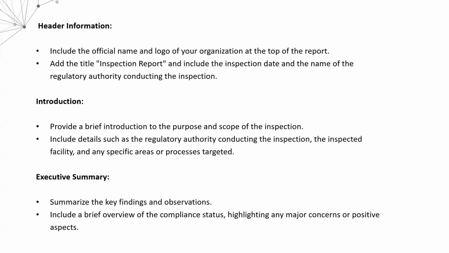So when it comes to header information, what should be there? It includes the official name and logo of your organization on the top of the report, and the title of the inspection report, like what kind of audit it is, and the inspection date and name of the regulatory authority conducting this inspection. So if it is EMA or PMDA from Japan, or if it is from US FDA, those kinds of details, everything will be covered in this header information.